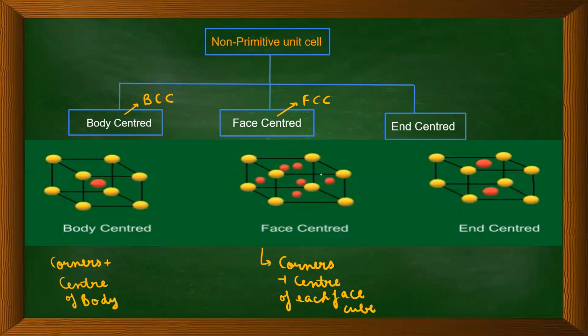So 6 faces, so 6 particles at the center of each face plus particles at the corners. Now, the end-centered unit cell. The other name for the end-centered unit cell is the alternate face-centered unit cell.